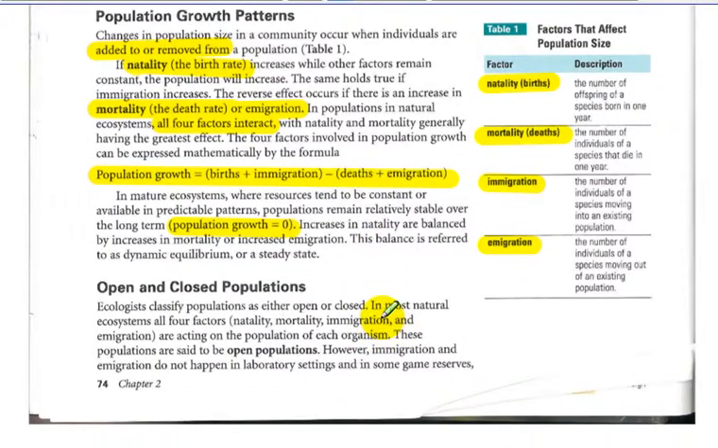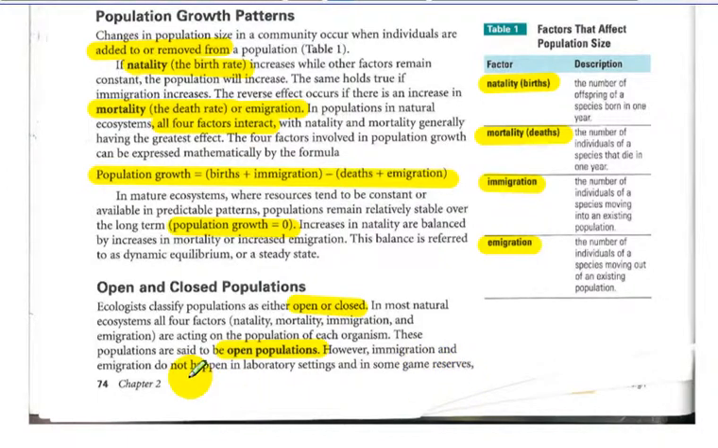Okay, open and closed populations. Ecologists classify populations as either open or closed. In most natural ecosystems, all four factors, natality, mortality, immigration, emigration, are acting on the population of each organism. These are said to be open populations. Species can come in, species can go out.